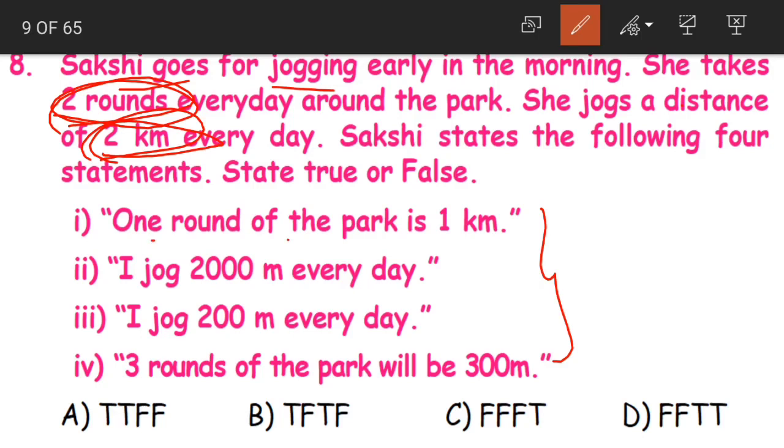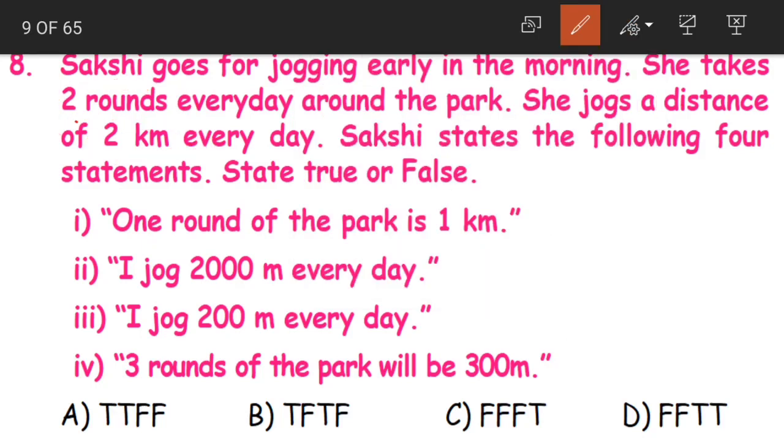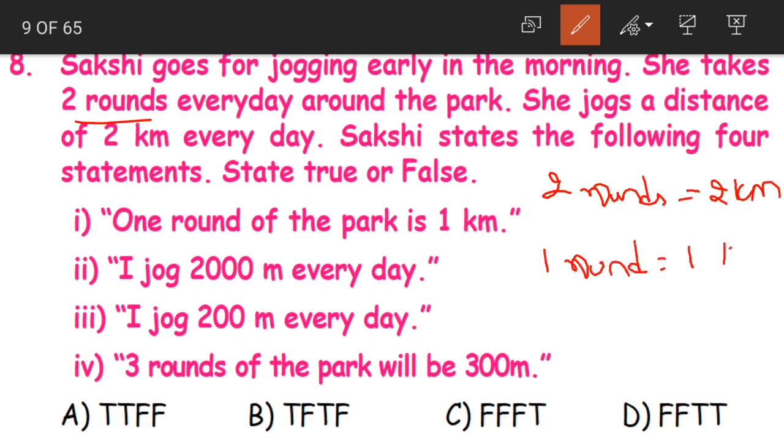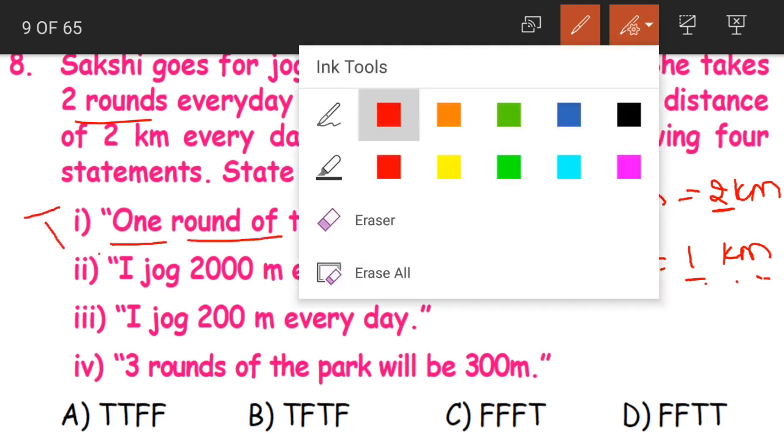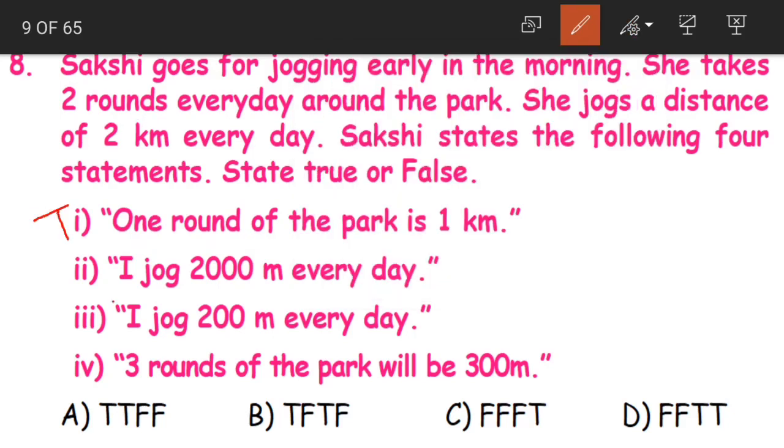First, one round of the park is 2 kilometers. See, 2 rounds are equal to 2 kilometers. Then 1 round will be equal to how many kilometers, children? Will be equal to 1 kilometer. Yes, 2 rounds is equal to 2 kilometers, so 1 round is equal to 1 kilometer. That means statement 1, one round of the park is 1 kilometer, is our true statement. Statement 1 is true. Now coming to statement 2.